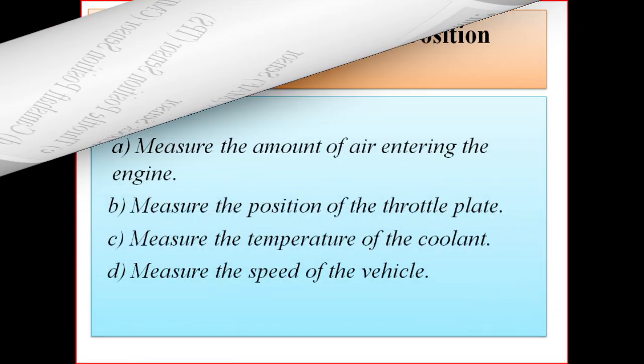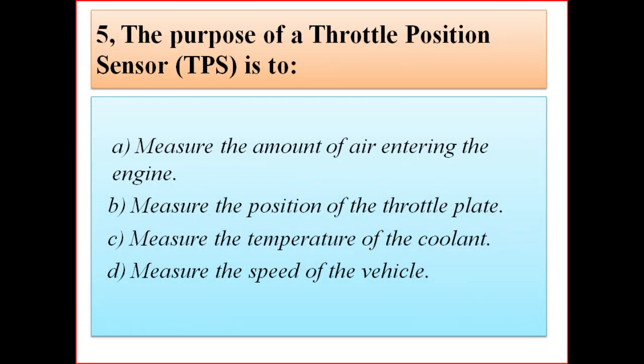5. The purpose of a throttle position sensor, TPS, is to A. Measure the amount of air entering the engine. B. Measure the position of the throttle plate. C. Measure the temperature of the coolant. D. Measure the speed of the vehicle.